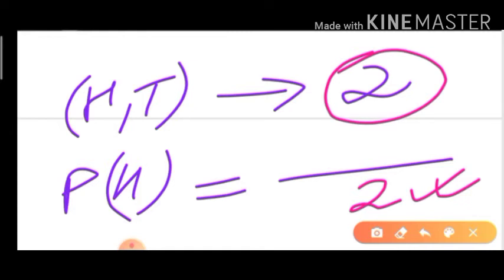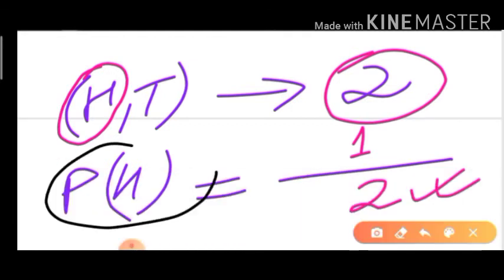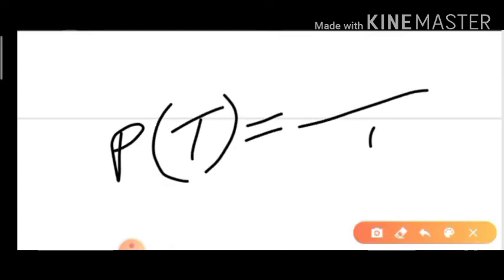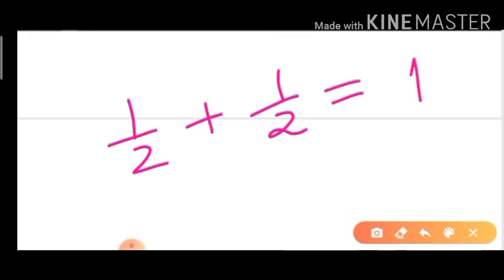Then, while tossing a coin, we know there is only one head. The possibility of getting a head is 1. So the probability of getting a head is 1 by 2. Same way for the probability of getting a tail: there are a total of 2, head and tail, so we write the total below, and the number of tails is 1. So the probability of getting a tail is 1 by 2. Both are half chances. If you add them, you will get 1.